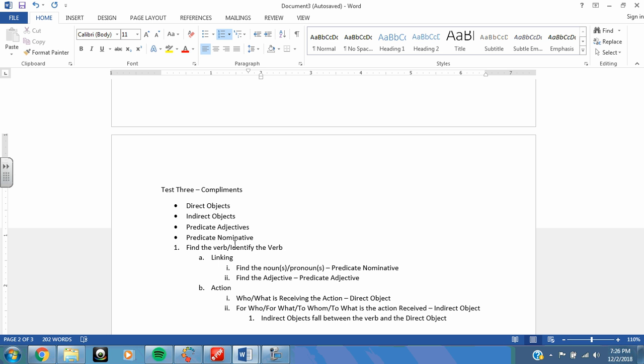So if you have a linking verb, you're always going to have some kind of subject complement after it. Action verbs, of course, have objects after them. Who or what is receiving the action of the verb is a direct object. For who, for what, to whom, or to what is how you find indirect objects. Indirect objects are always between the verb and the direct object. So once again, if this is something that you struggled with, then this is definitely something that I would probably put my energies to study fully.